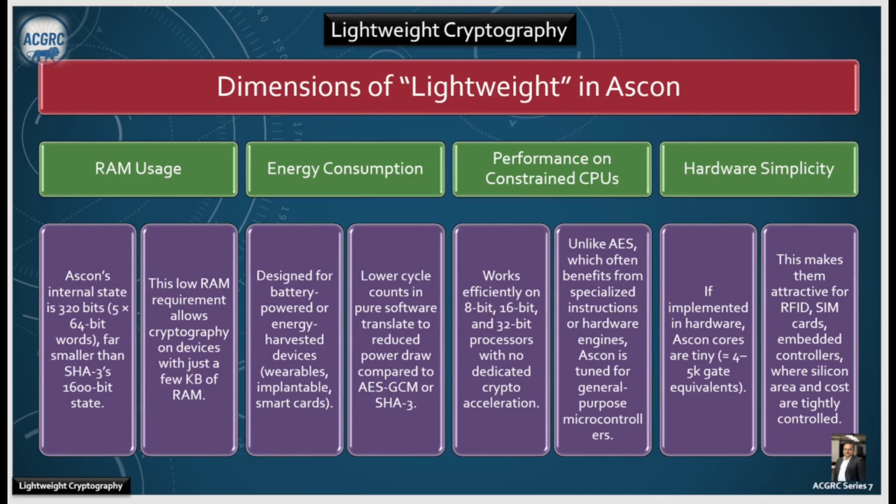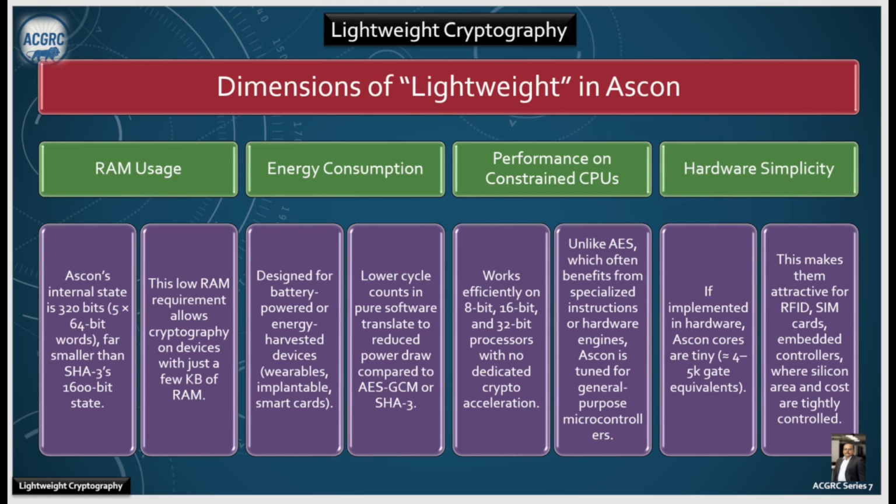From a RAM usage perspective, Ascon's internal state is 320-bit, far smaller than SHA-3's, which is around a 1600-bit state. This low RAM requirement allows cryptography on devices with just a few kilobytes of RAM. From an energy consumption perspective, it is designed for battery powered or energy harvested devices like wearables, implantables, or smart cards.